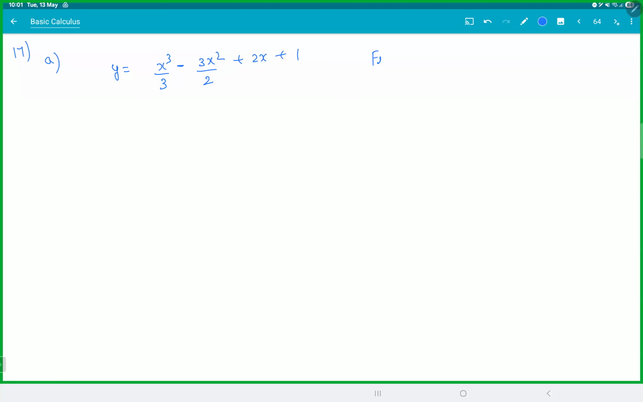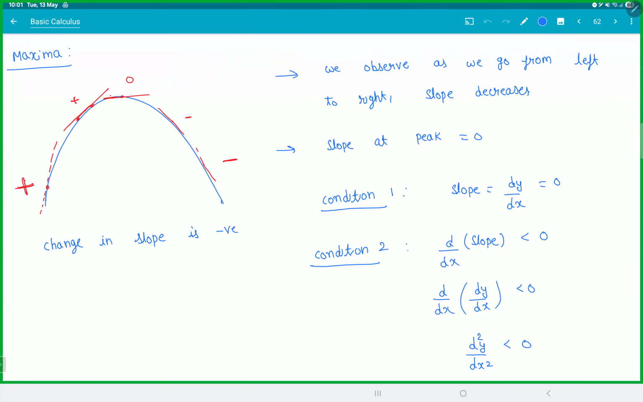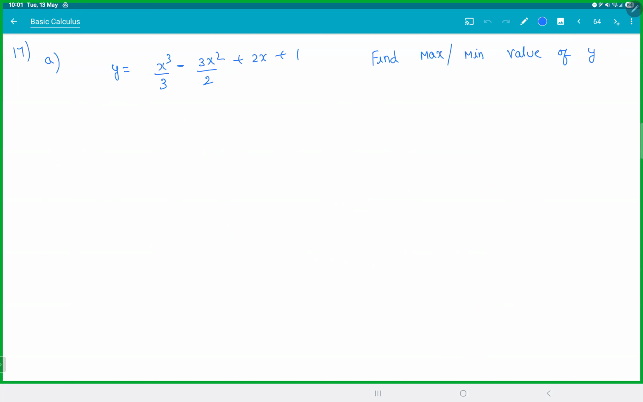We don't know, it can be anything. Find the maximum or minimum value of y. So for maximum, the second differential must be negative. Right? For maximum, second differential must be negative. So look at how to solve. Step 1: differentiate. dy by dx, how much is this? x square minus 3x plus 2.